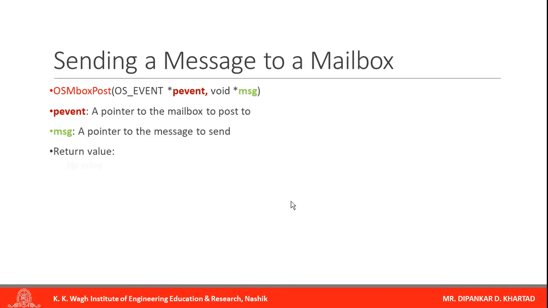and it will return the errors. Means you have to send a pointer here. The important argument is this message one, and in that argument you have to pass the pointer of the message which is to be sent. Again it will return the errors, that is no error, mailbox is full, pevent is not a mailbox, pevent is null, and pevent posting a null pointer. So these can be all the errors while using OS mbox post.